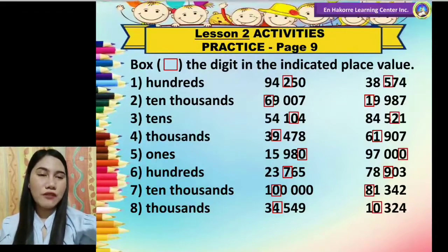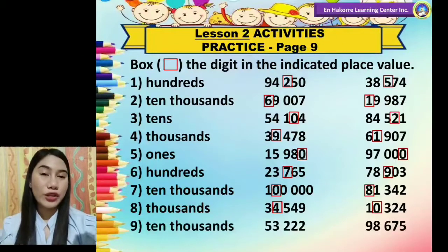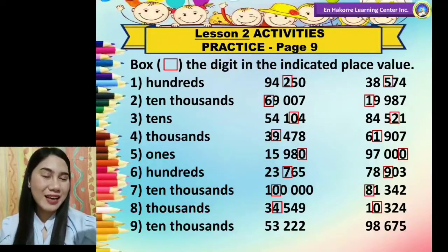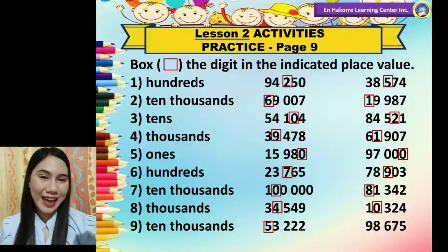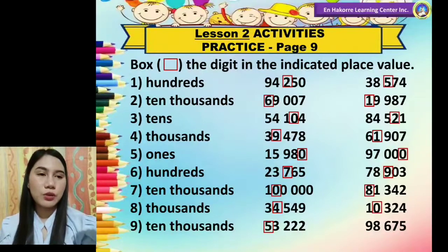So here we also have number 9. We're going to find out where we can find the 10,000s place. Again, we're trying to look for the 10,000s place. Okay, so the 10,000s place is on the 5th position, right? Just like what we did here. So here, number 9, 5 has the 10,000s place. So if you review it from your ones until your 10,000s, you can see that 5 has the 10,000s place.